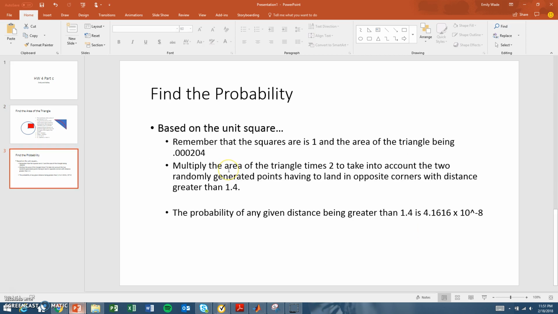And then estimating the probability from this, remember that we're basing this off of the unit square, and that area would be 1, and that the area of one triangle is 0.00204. So we multiplied that times 2 to represent the two areas that the points would have to fall into, so that the distance would be greater than 1.4. And so when we did that, we found that the probability of any given distance being greater than 1.4 is 4.1616 times 10 to the negative 8th. So definitely a super small probability that D will actually be greater than 1.4.